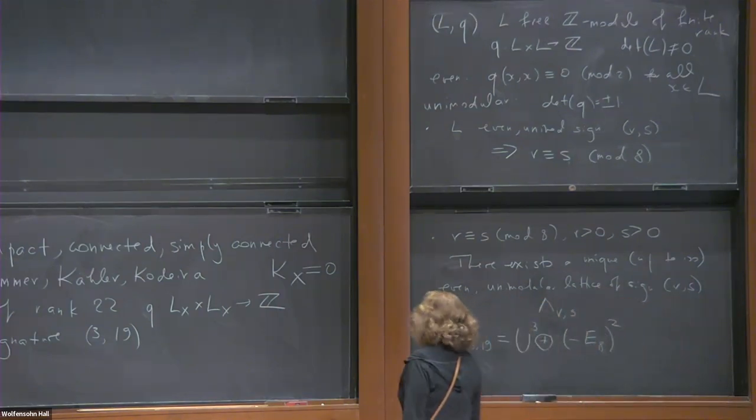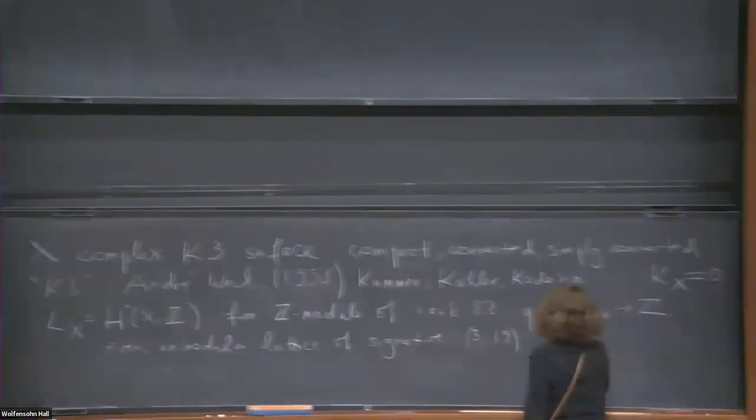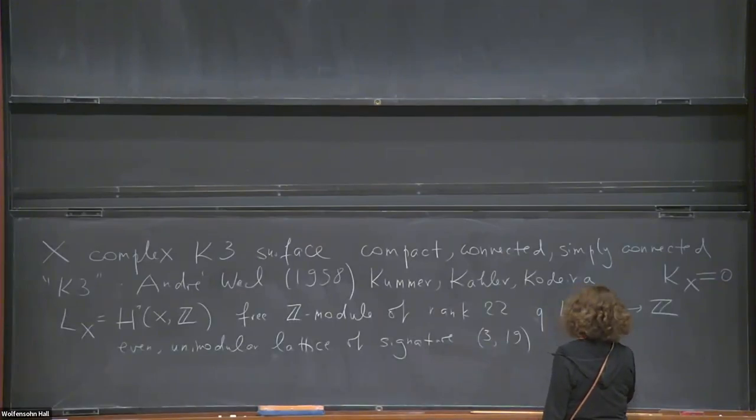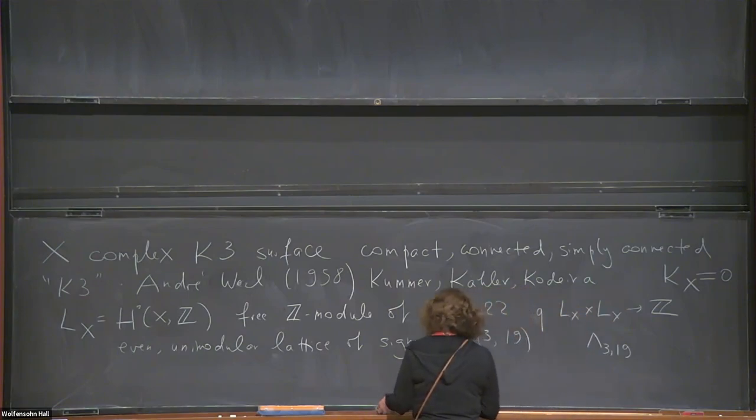So this is our lattice, the K3 lattice, of signature (3,19).